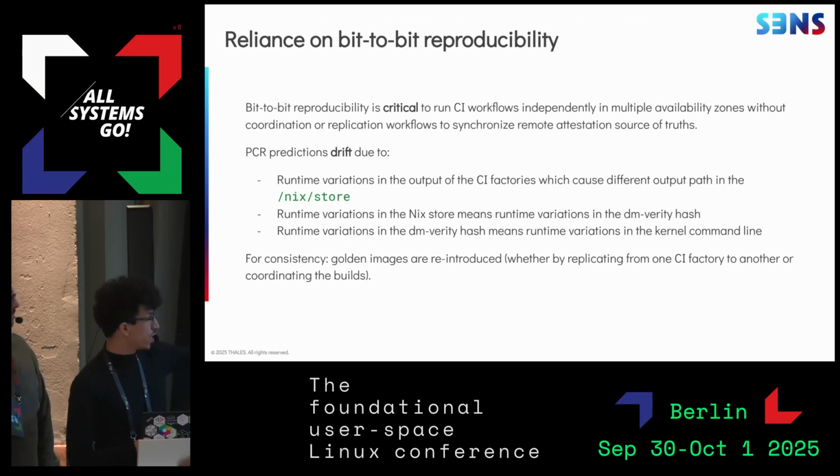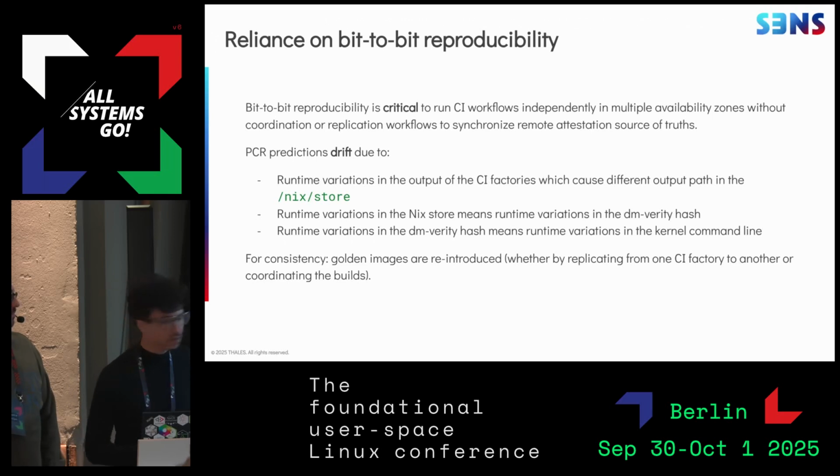And the PCR drifts very quickly, because the output of the CI factories is different, so it causes different output paths in the Nix store. Different output paths in the Nix store means runtime variation in the dm-verity hash, and runtime variation in the dm-verity hash means runtime variation in the kernel command line. And the kernel command line gets measured by the TPM. So you have PCR drift. So one other solution, which is a bit sad, but can be used temporarily, is to reintroduce a golden image. That is, to do the synchronization, the replication from one CI factory to another, or to coordinate the build on one availability zone. But this is an interesting situation where bit-to-bit reproducibility is critical.